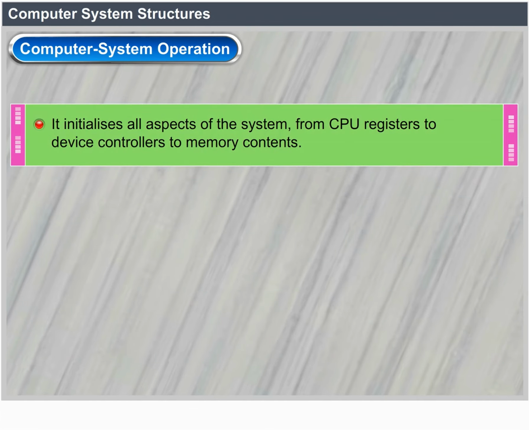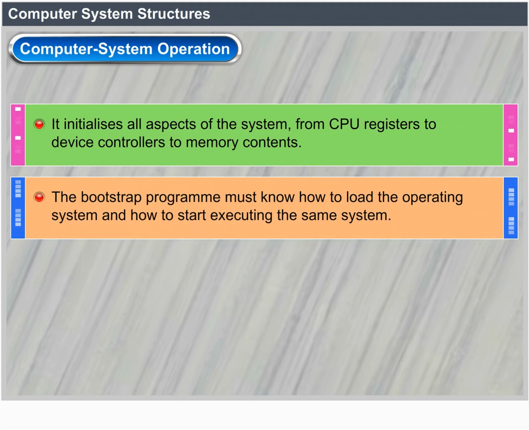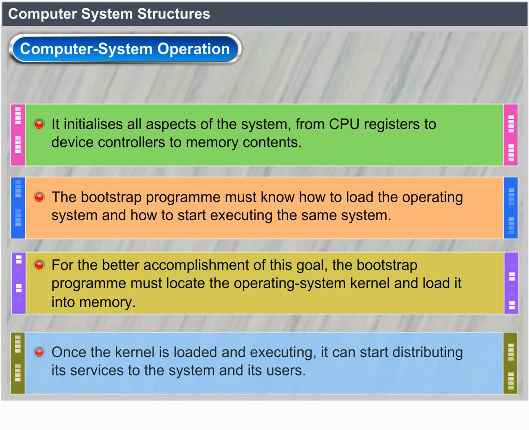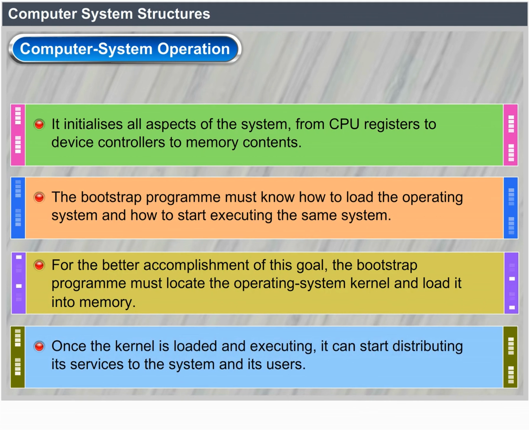It initializes all aspects of the system, from CPU registers to device controllers to memory contents. The bootstrap program must know how to load the operating system and how to start executing that system. To accomplish this goal, the bootstrap program must locate the operating system kernel and load it into memory. Once the kernel is loaded and executing, it can start providing services to the system and its users.